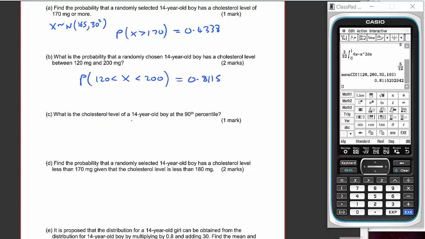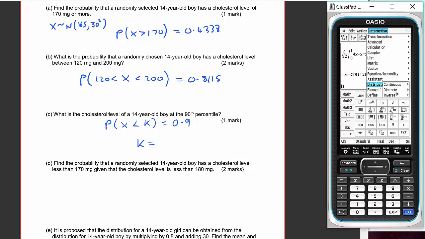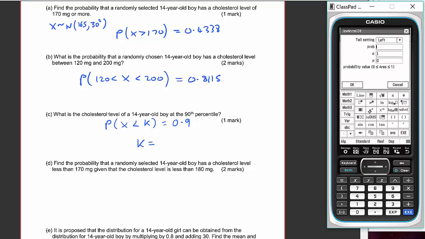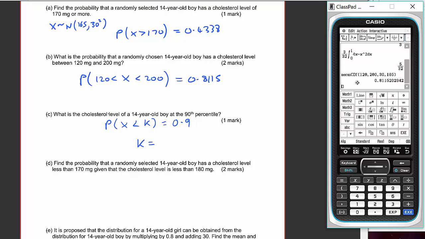What is the cholesterol level of a 14-year-old boy at the 90th percentile? So what we want is a probability of x being less than some value we don't know, k, being 0.9. And that's going to be an inverse normal. So we're going to go for an inverse normal CDF, tail setting left, 0.9, sigma is 30, mu is 165, and that would give us 203.4.